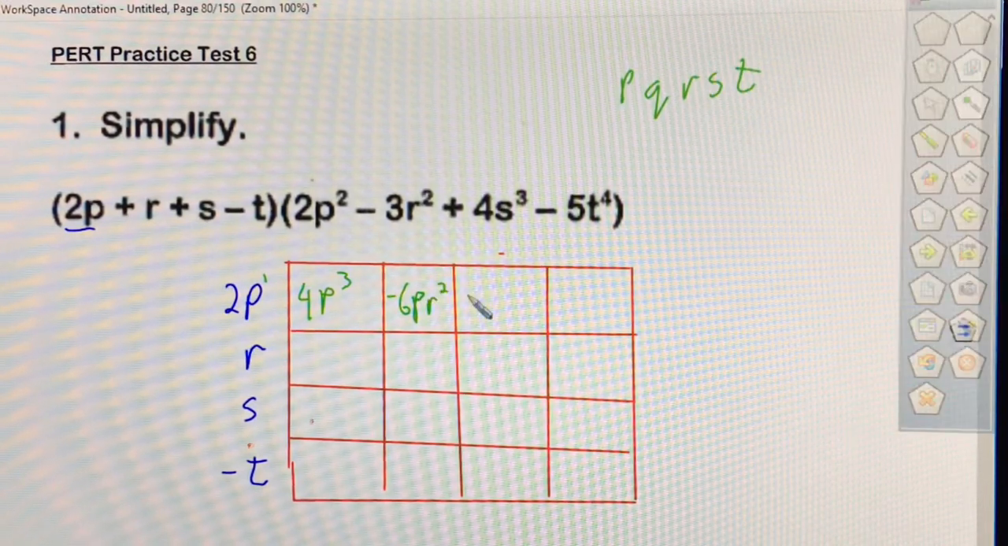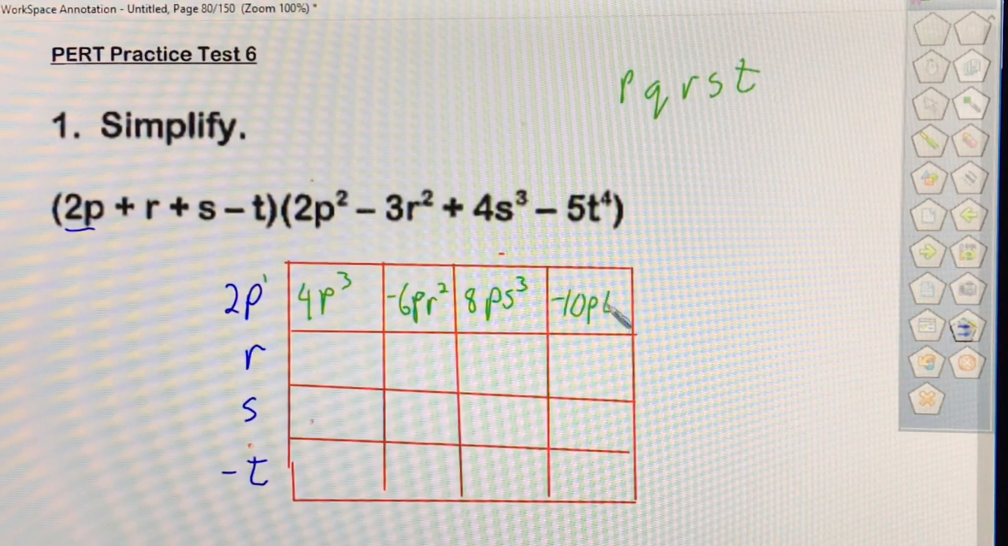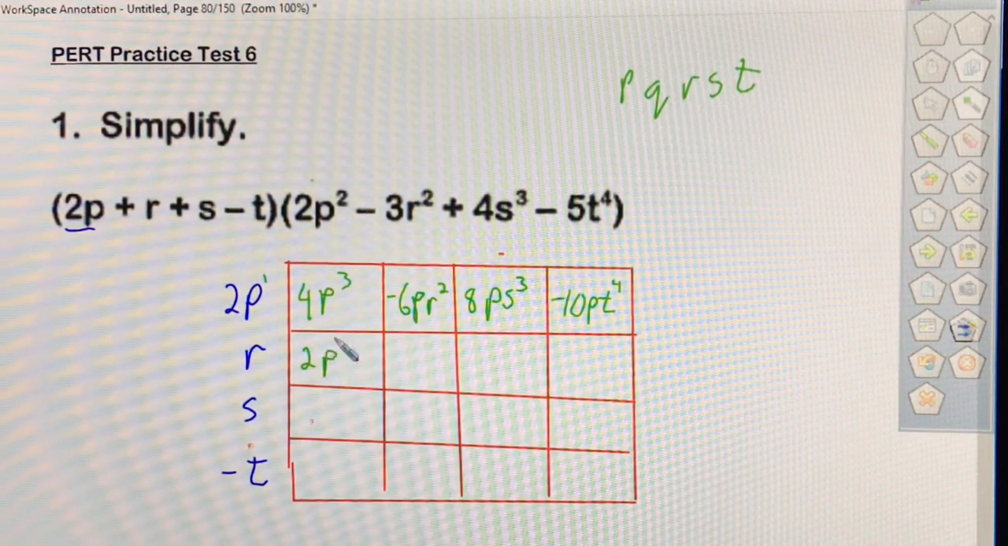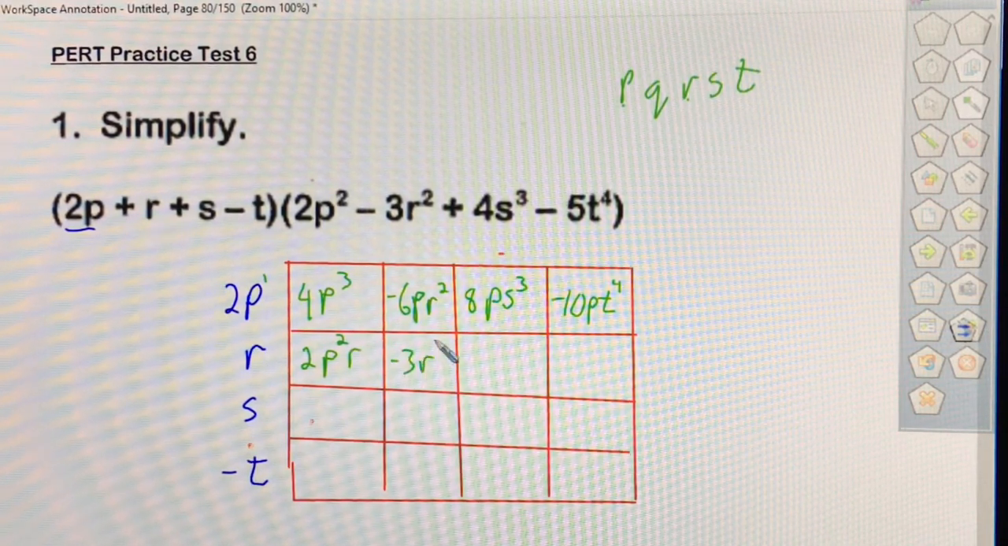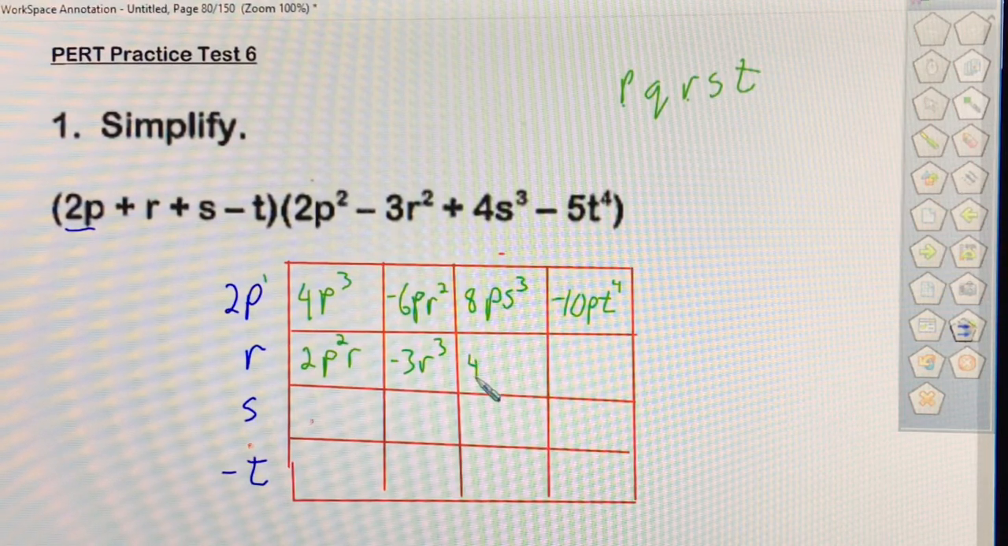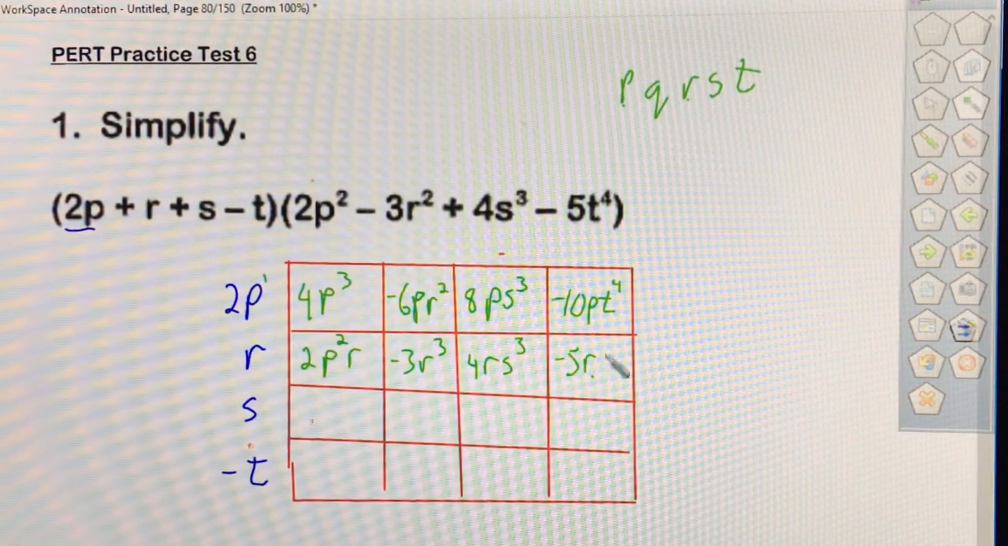2p times 4s cubed is going to give me 8ps cubed. 2p times negative 5t to the fourth is going to give me negative 10pt to the fourth. r times 2p is 2p squared r. Notice I'm putting the p before the r. r times negative 3r squared is negative 3r cubed. r times 4s cubed is 4rs cubed. r times negative 5t to the fourth is negative 5rt to the fourth. I have to go r first.